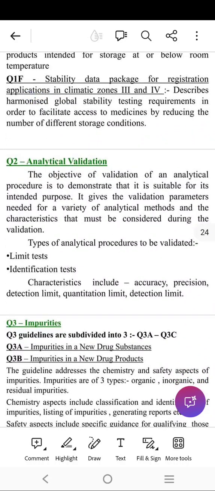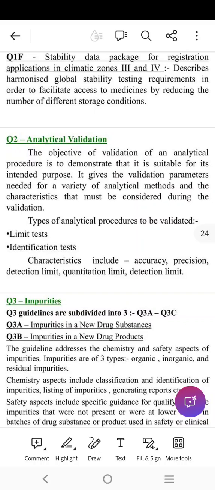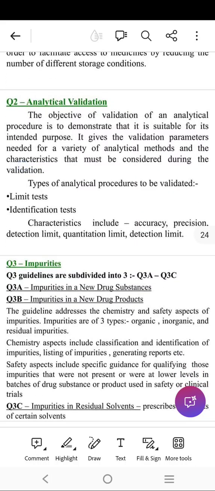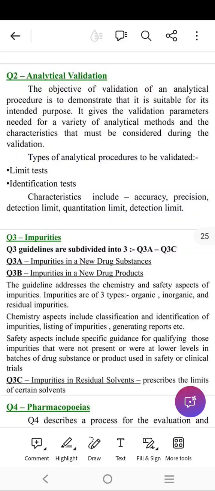Okay, let's discuss Q2, analytical validation. The objective of validation of an analytical procedure is to demonstrate that it is suitable for its intended purpose. It gives the validation parameters needed for a variety of analytical methods and the characteristics that must be considered during validation. The types of analytical procedure to be validated: limit test, identification test, characterization. Parameters include accuracy, precision, detection limit, and quantitation limit.